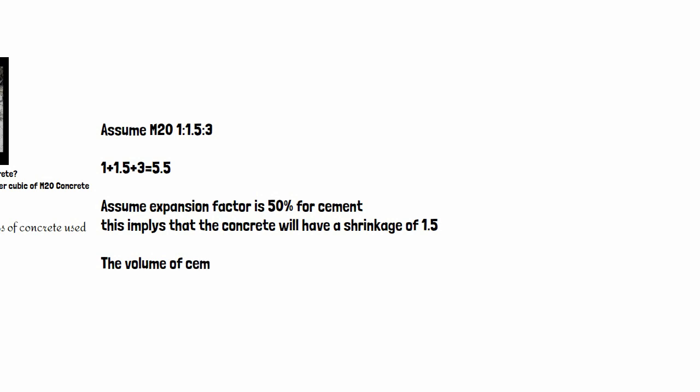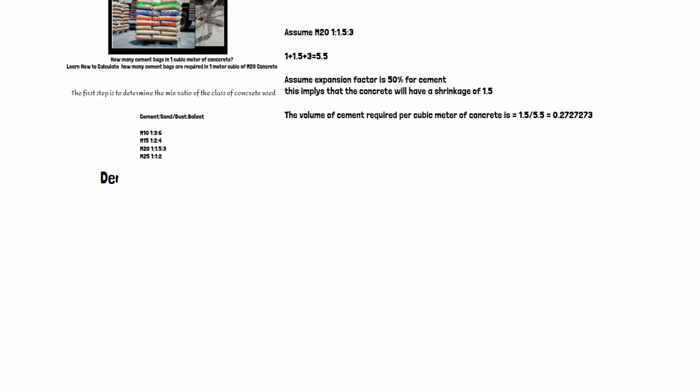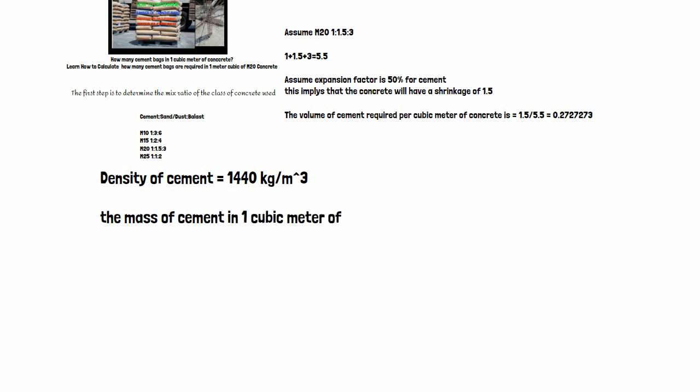The volume of cement required per cubic meter of concrete will be 1.5 over the summation of the numbers in the ratio, that is 5.5. We get 0.22272727 recurring. The density of cement is 1440 kilograms per cubic meter.